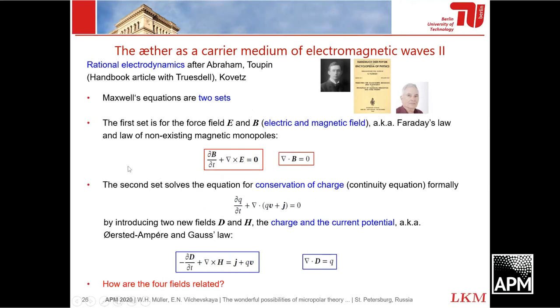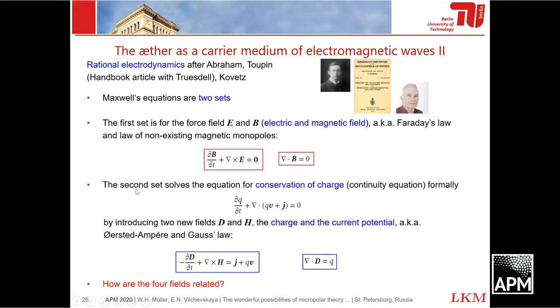So I'm going to briefly, first of all, introduce you to Maxwell's equations as they are seen from the standpoint of rational electrodynamics. This is a view which is not shared by everybody. So I'm following here Toupin from the Handbook article with Truesdell, or in more recent time, the book by Kovetz. Maxwell's equations, according to this view, are two independent sets. The first set has to do with the force field E and the force field B, with the electric and magnetic field. These laws are also known as Faraday's law and the law of non-existing magnetic monopoles, and they are written down here.